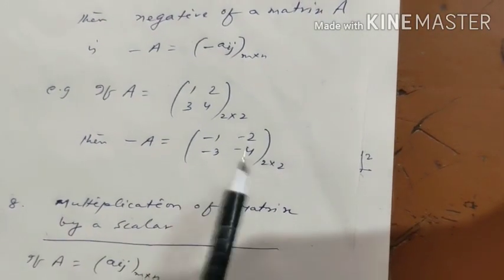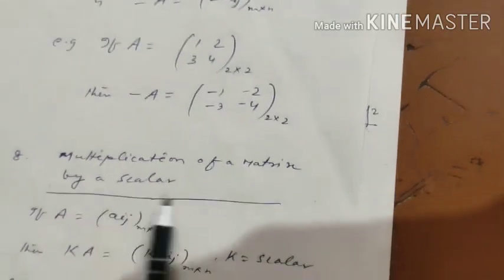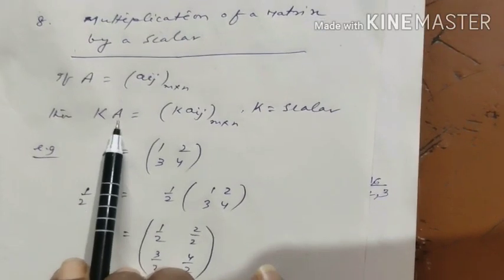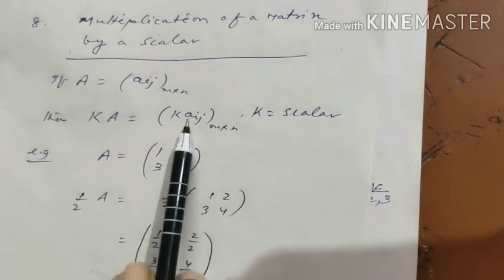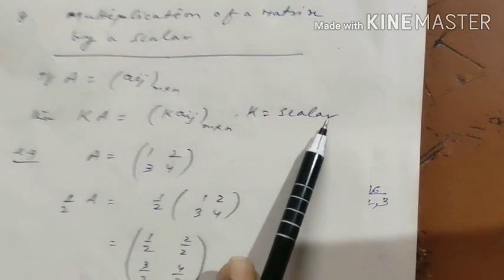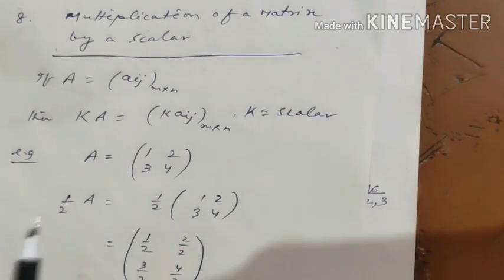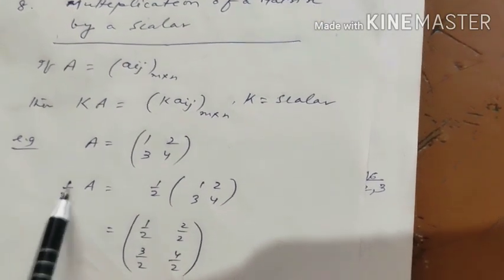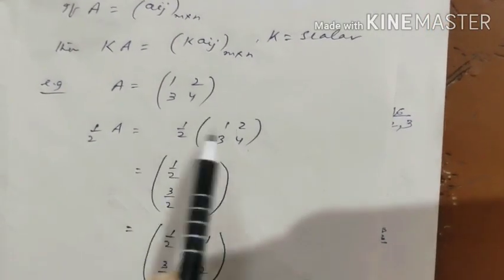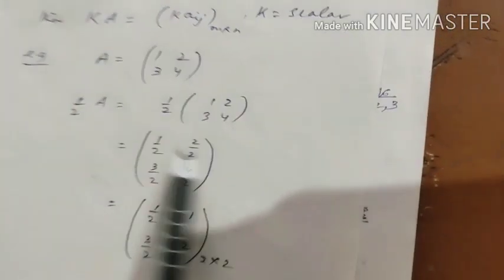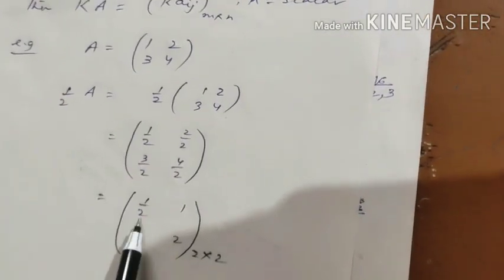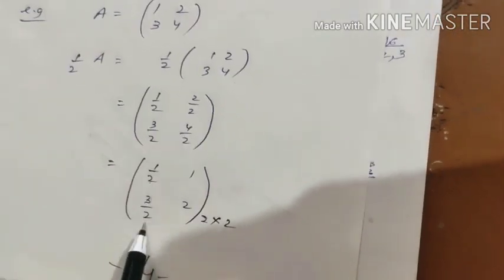Multiplication of a matrix by a scalar. If A is equal to Aij, m by n, then K multiplied by A gives K Aij, m by n, where K is a scalar. If A is equal to 1, 2, 3, 4, and the question asks half into A, then half is multiplied by each entry in that matrix. So the answer is 1 by 2, 3 by 2, 2.